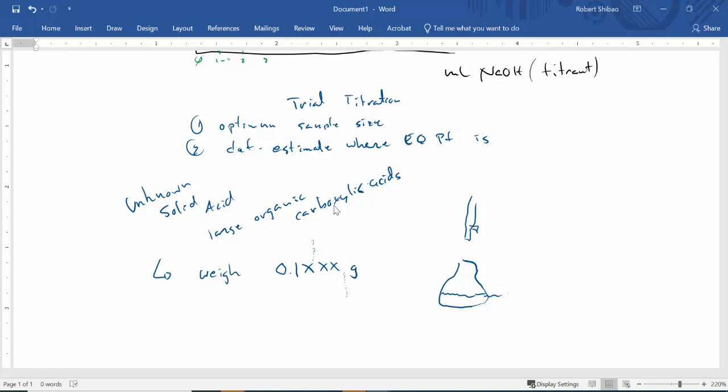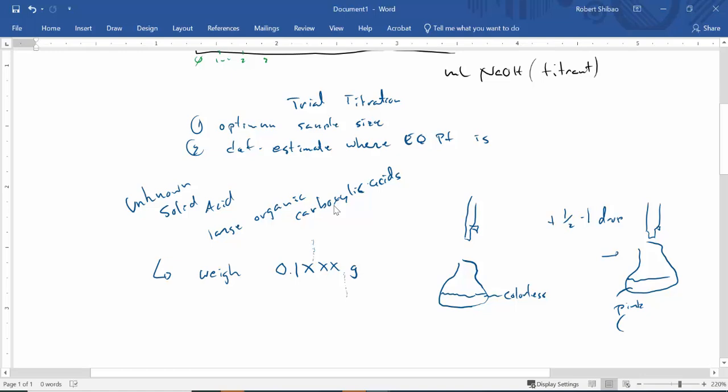It's going to go from colorless, and then we want to add just 1/2 to 1 drop, and then it should go to pink. It's not the shade of pink that matters. We need to go from colorless to pink within 1 or 1/2 drop, and the pink color needs to persist for about 20 seconds or so.